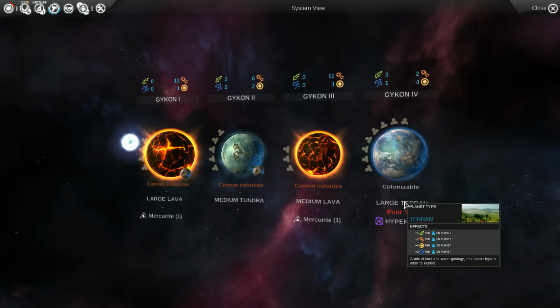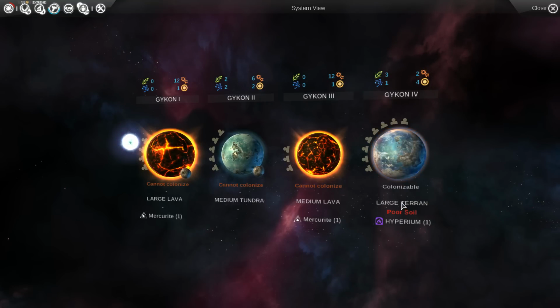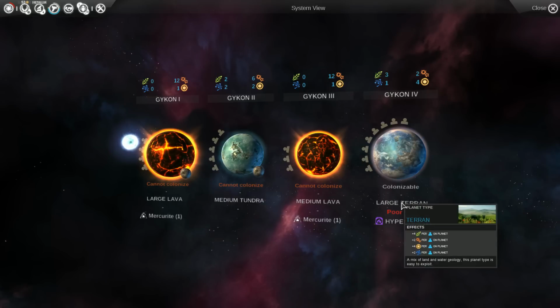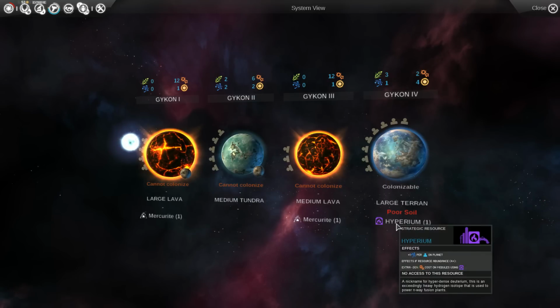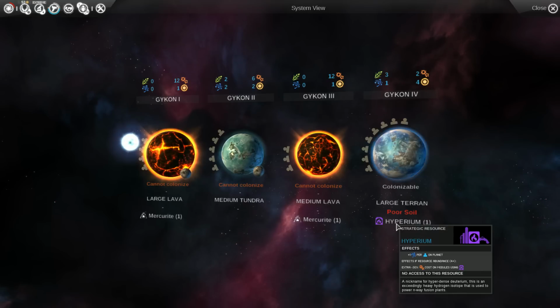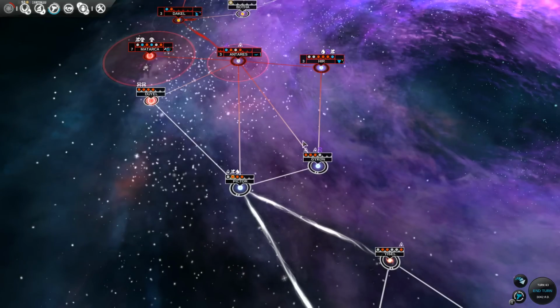Go figure, Terran planets are amazing. But the poor soil is going to negate one of our food and research. So we're getting 3 food, 1 research. And then if we get Hyperium, the Hyperium would cancel out the negative of poor soil for research purposes. Extra minus 30% industry cost on modules using Hyperium.